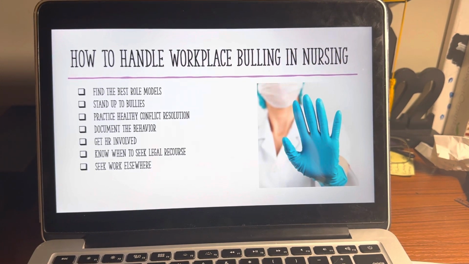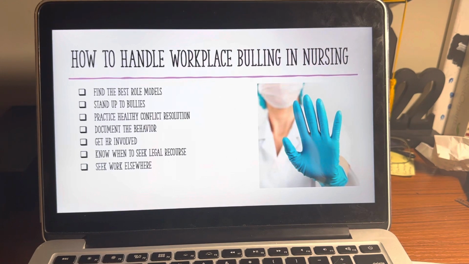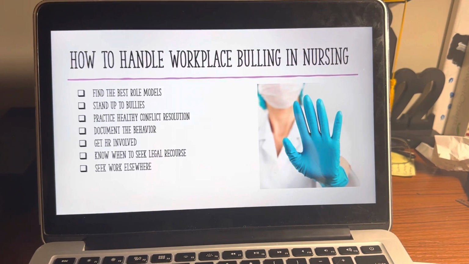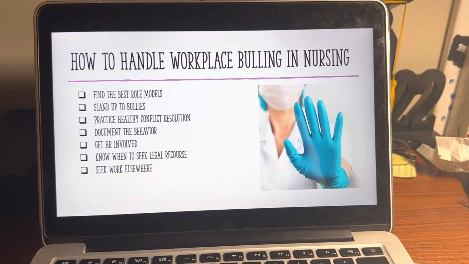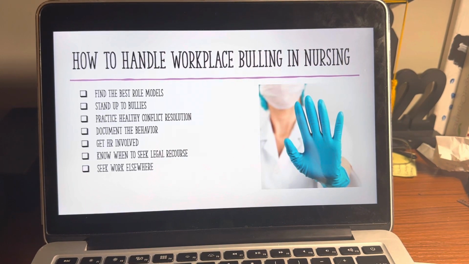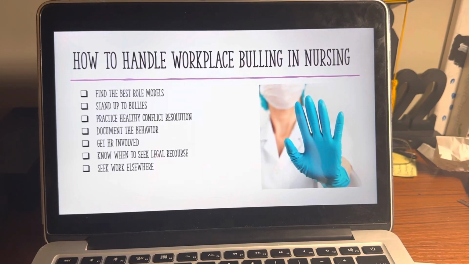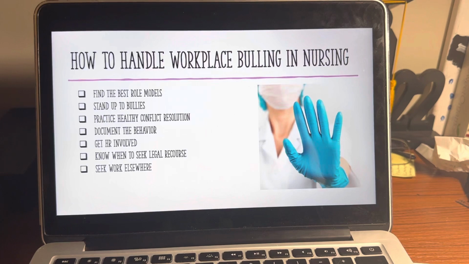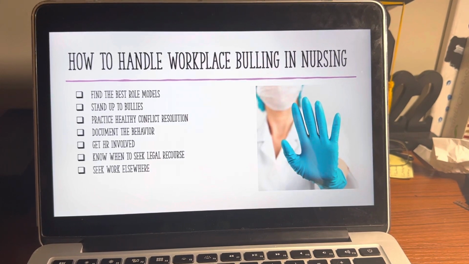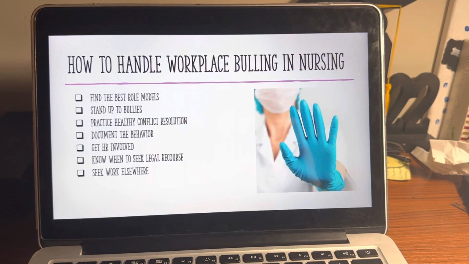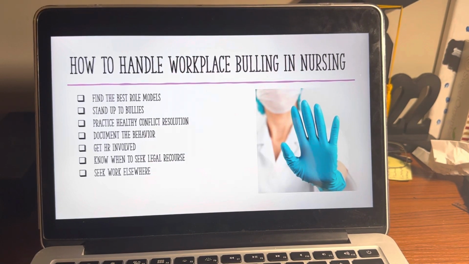Also, it's very important to know when you should seek legal resources to fix the conflict. And in the worst case scenario, if you weren't able to fix the conflict, it could be a good idea to look for work somewhere else, for a healthier workplace environment.